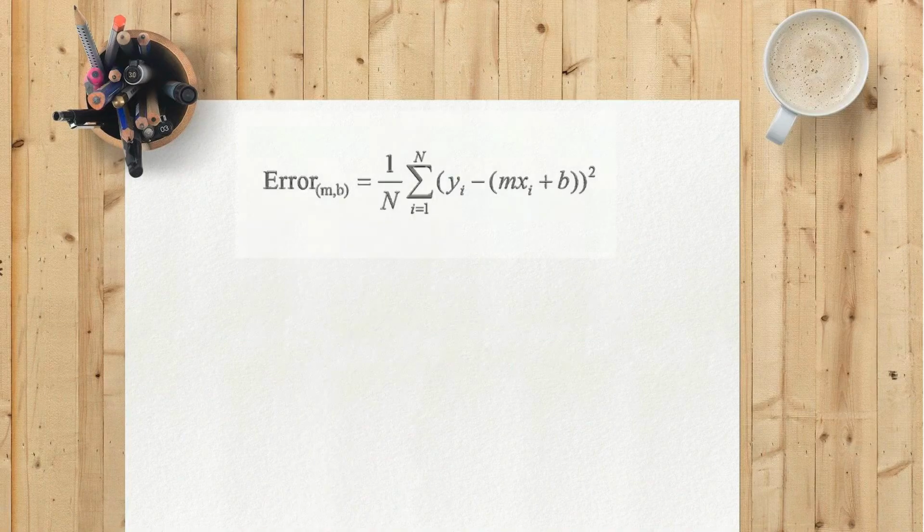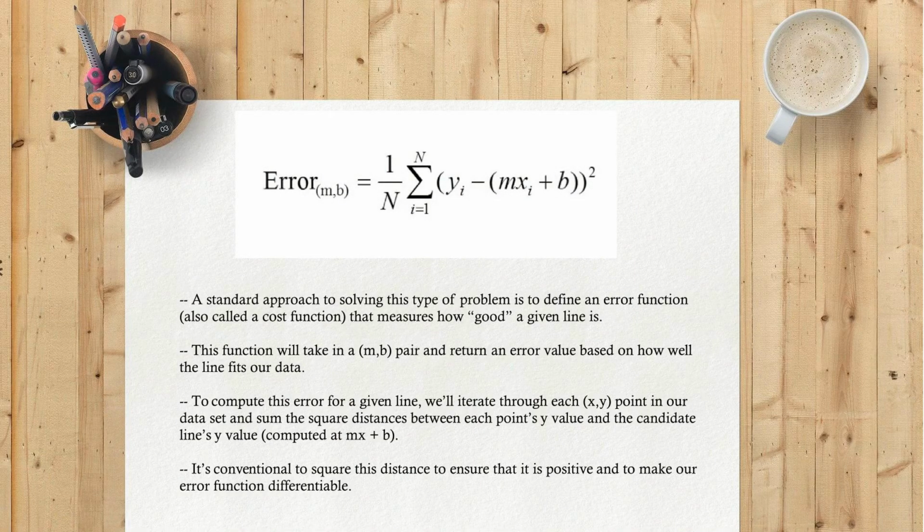A standard approach to solving this type of problem is to define an error function, also called a cost function, that measures how good a given line is. This function will take in an (m, b) pair, and return an error value based on how well the line fits our data.